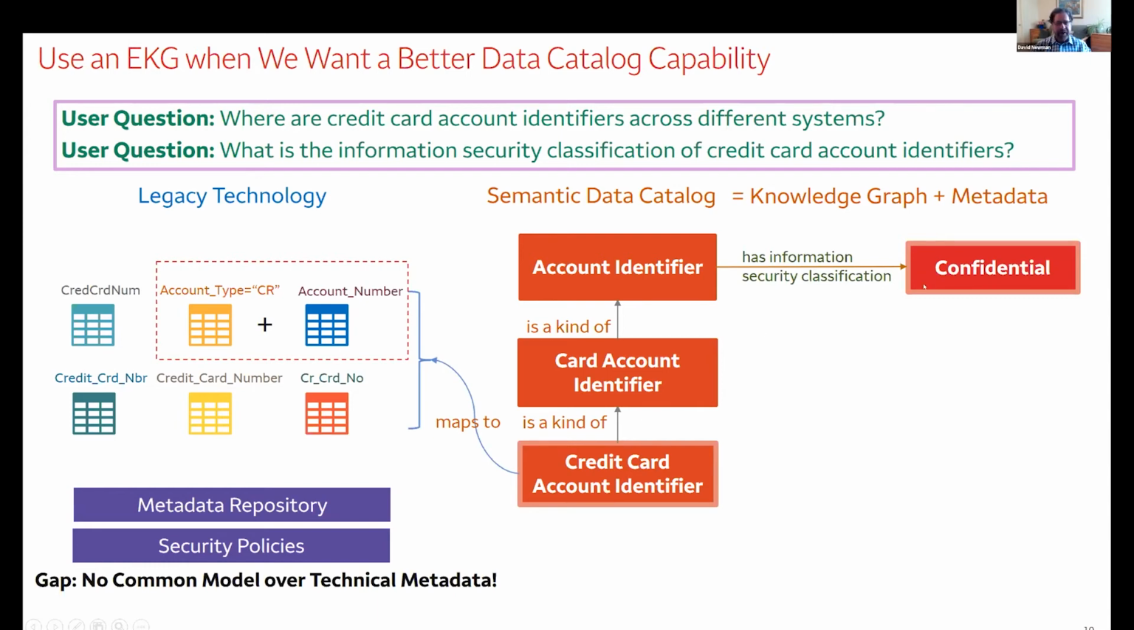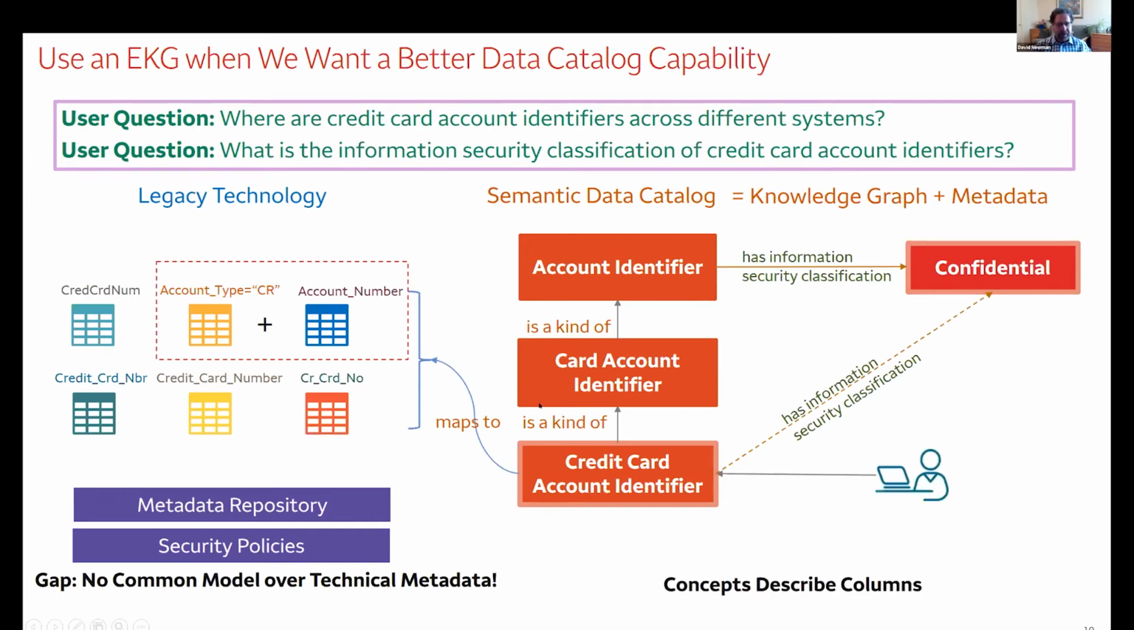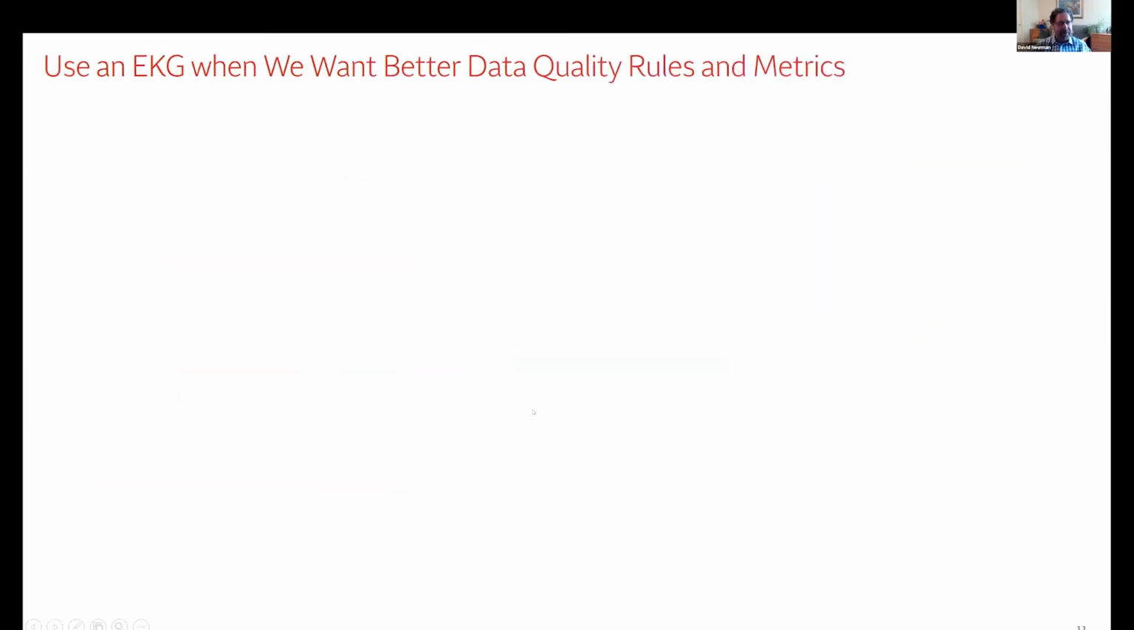Because we have the notion of a concept associated with another concept, we could say an account identifier has an information security classification of confidential. Therefore, all things that are account identifiers inherit that relationship. So we ask the credit card account identifier, what's your security classification? And the answer is confidential. Therefore, all elements that are mapped to it are confidential, and this can be queried. So essentially, concepts describe columns.